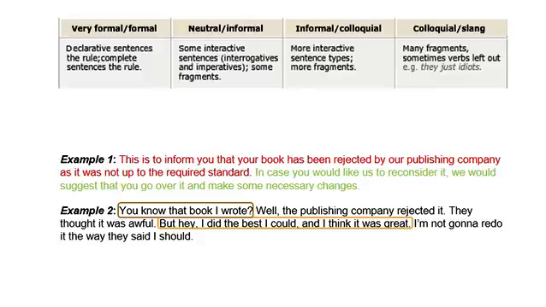The sentence type also matters when you comment on the language used in the text, and especially when deciding whether or not a text is more formal or less formal. And as you can see, the first text basically consists of 2 sentences, and both are declarative sentences giving you information, whereas the second example is more interactive. They are asking you some questions. You know, that book I wrote, and also you get a lot more fragments, but hey, I did the best I could and I think it was great.